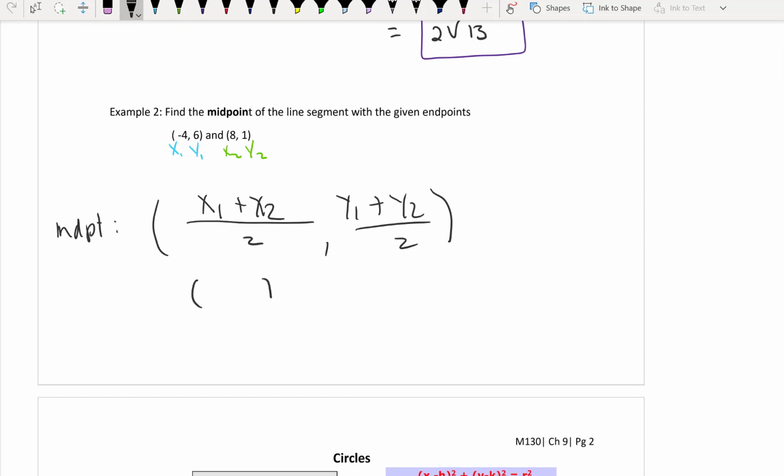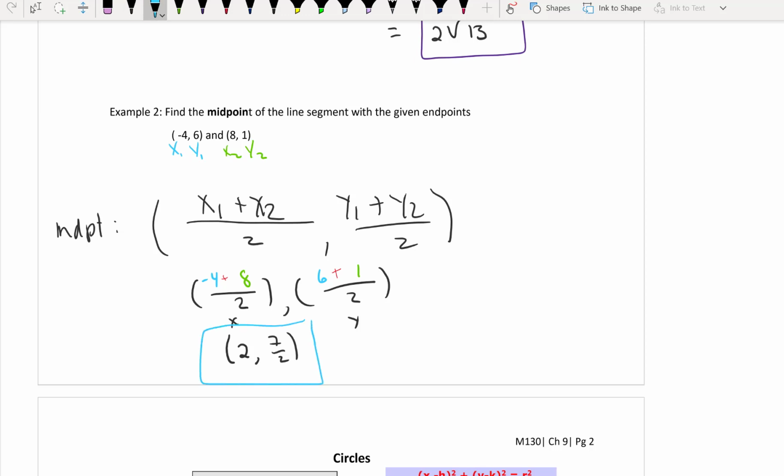So this is going to represent my x, and this is going to represent my y. So in the x, I'm going to just add my x's together. So I have a -4 plus, and the other x value is 8. Now I'm going to look at my y's. My y1 is a +6. And I'm adding my other y, which is a +1. So really you have a -4 plus 8 divided by 2, which gives you a 2. And then you have a 7 halves. And that becomes your final answer.